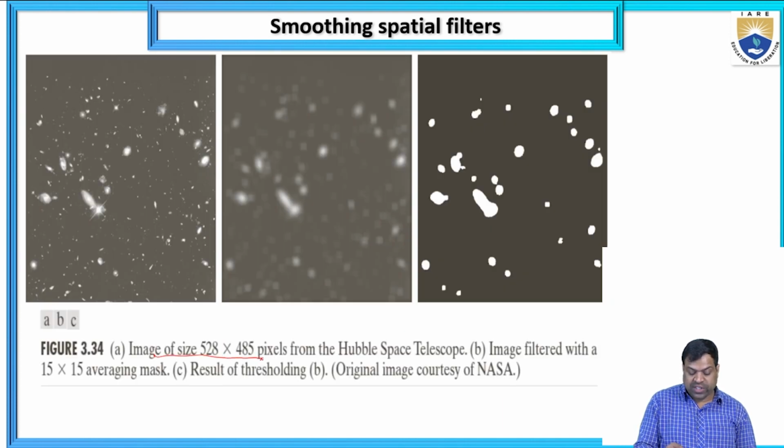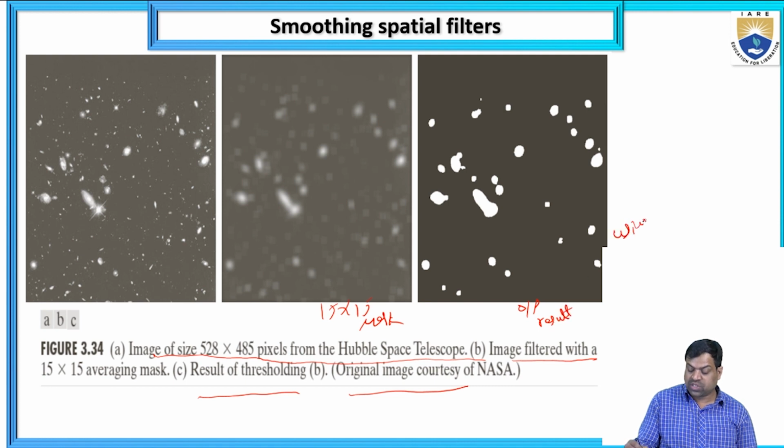It is an image of size 528 by 480 pixels from the Hubble Space Telescope. The image is filtered with a 15 by 15 image mask. This is the result of the thresholding of the image. Okay, it is the output result using the mask.